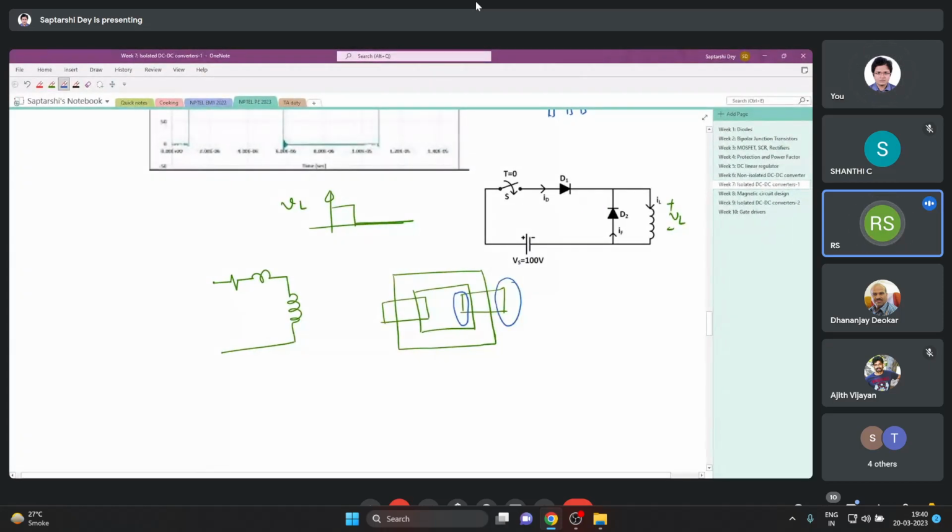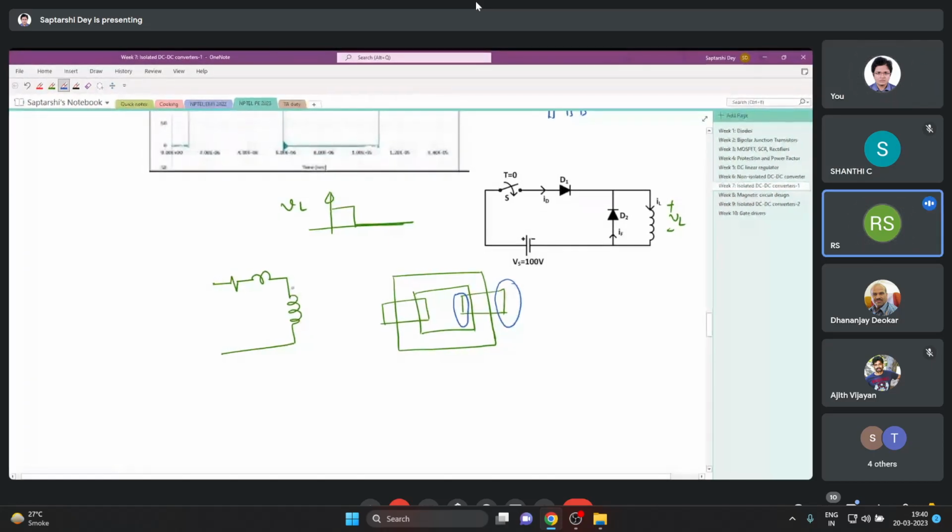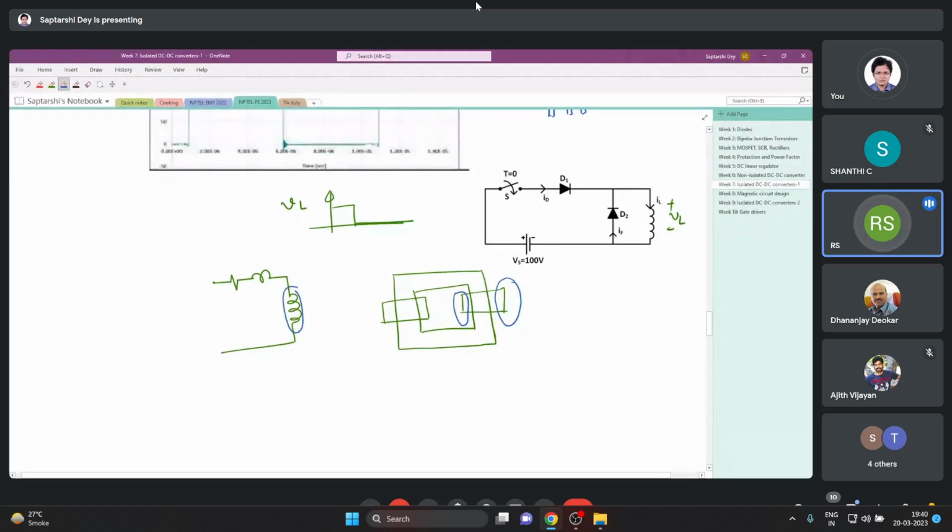Sir, this is the self inductance, right? Can this also be called a leakage self inductance? You can call this thing a self inductance. That is mutual. This is magnetizing. Is magnetizing the self inductance, isn't it?